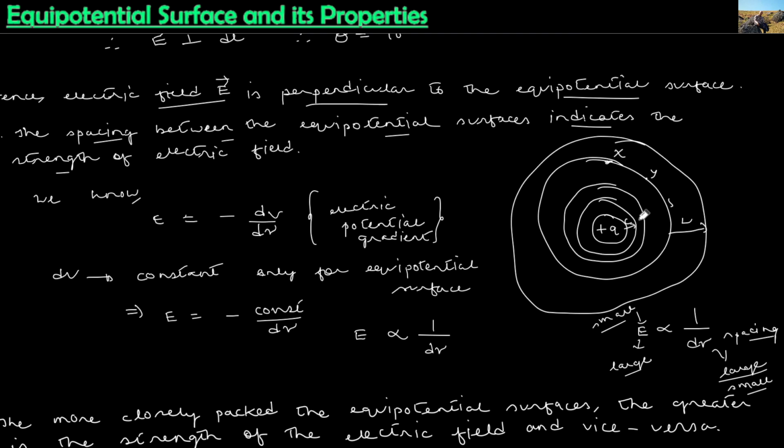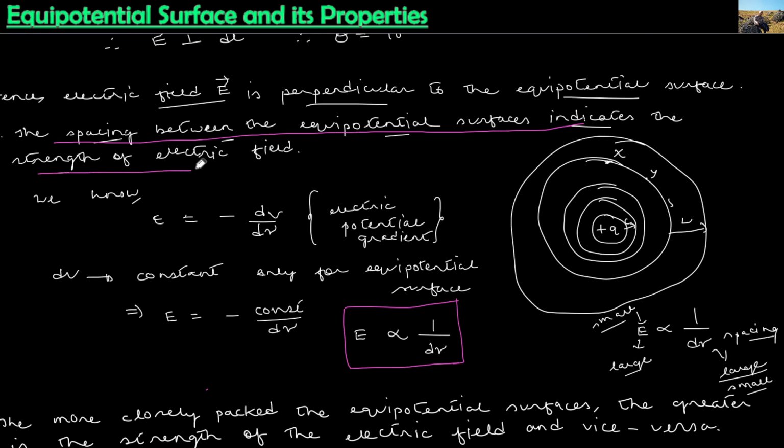Spacing is very close, electric field will be large. So this is that physical interpretation. Physical interpretation of what? Of the spacing. The spacing between the equipotential surfaces indicates what? The strength of the electric field. You have to support the answer from the definition of what? Electric potential gradient. E equals minus dV by dr.